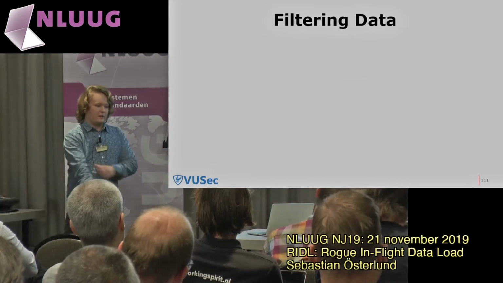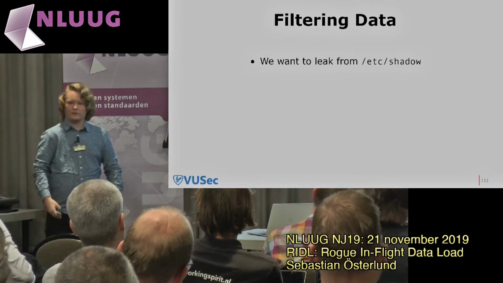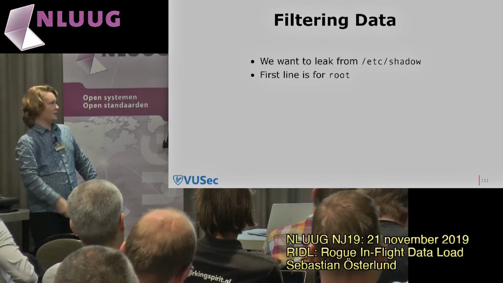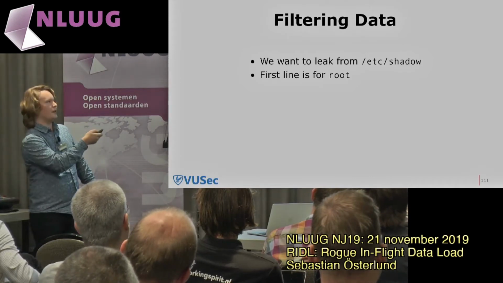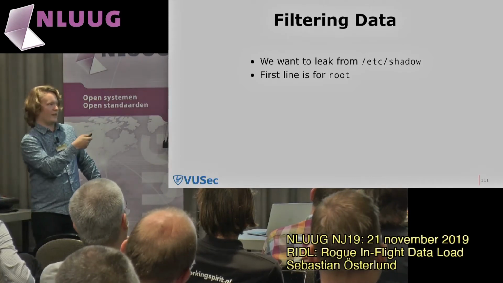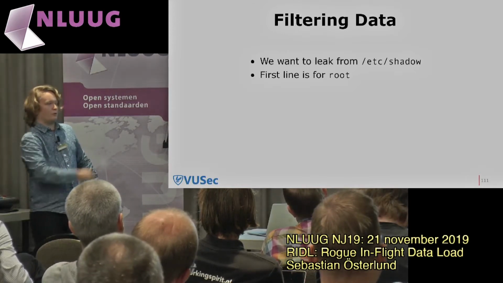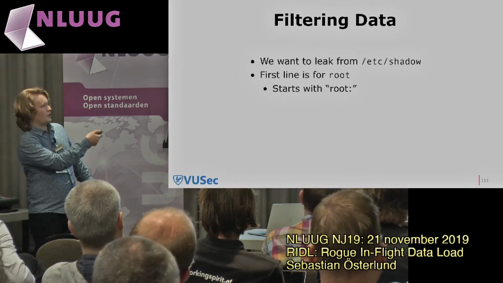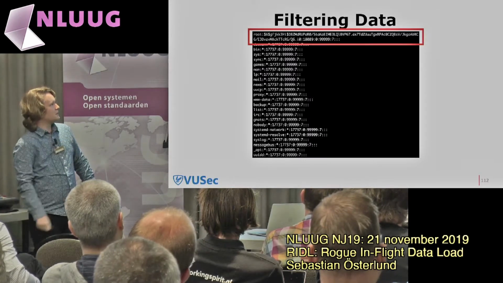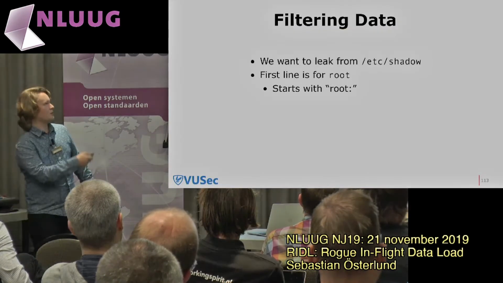So how can we filter the data? Again, to reiterate, we want to leak from the etc shadow file using the password utility. The first line is typically for the root user; this is the default configuration. If you open your own etc shadow file, you'll probably have the entry for root in the first line, and this file always starts with root colon. As you can see, this is a screenshot from my system.